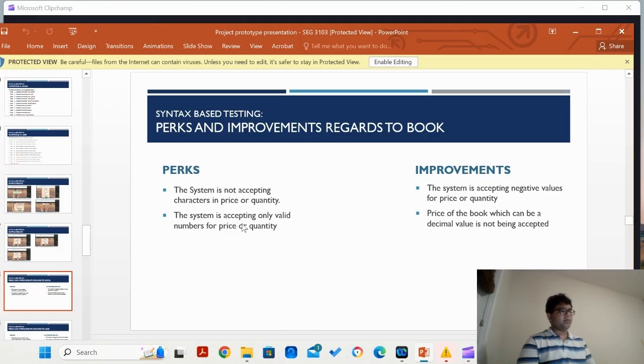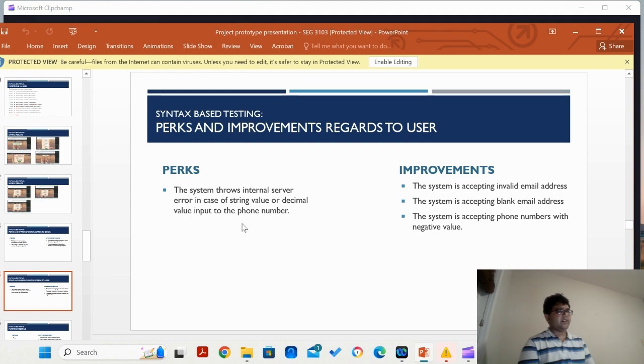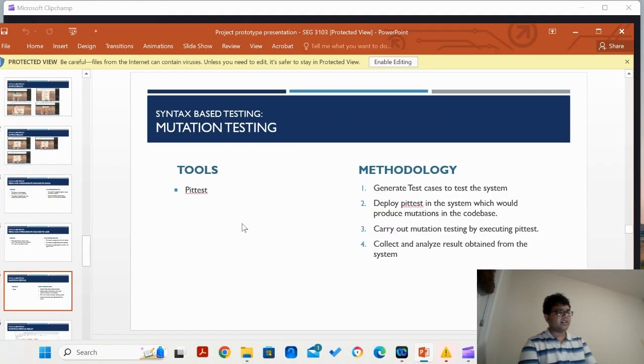After the testing, it was found that the system was not accepting any character for price or quantity, which is very much desirable. However, it was also not accepting decimal values for price, which can be a scenario in real life. For the user, in case of phone number, it was not accepting decimal values or strings. However, it was accepting negative values, and besides this, it was accepting invalid email addresses that were either blank or did not contain the at sign.